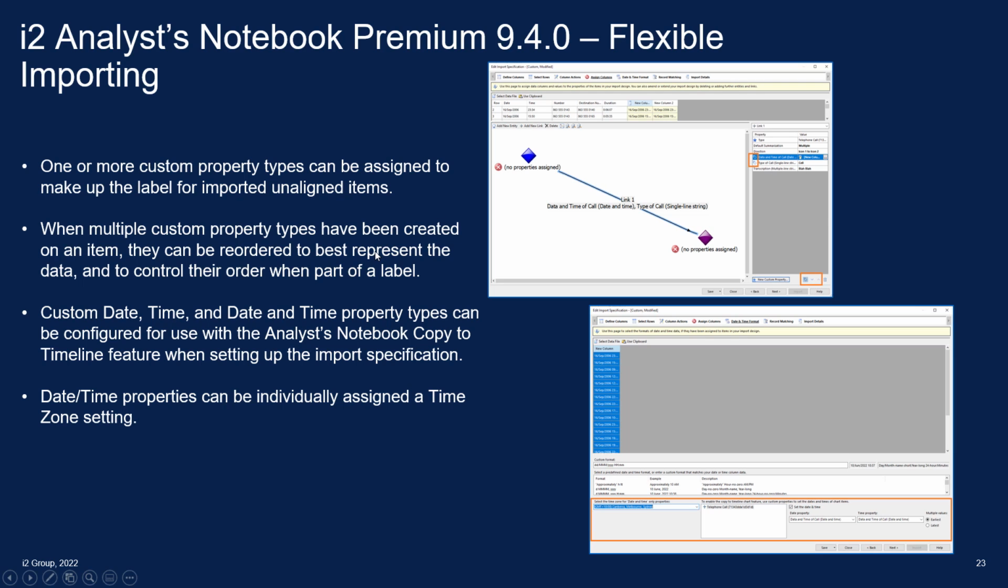In addition, custom date and time properties can also be configured to be used with the Analyst Notebook Copy to Timeline feature when setting up the import specification. So down in the bottom here, we're actually choosing which of those custom properties for that custom entity we want to use for the date and the time properties. In addition, in that same dialog, we can assign a time zone to individual date and time properties as well, individual custom date and time properties.